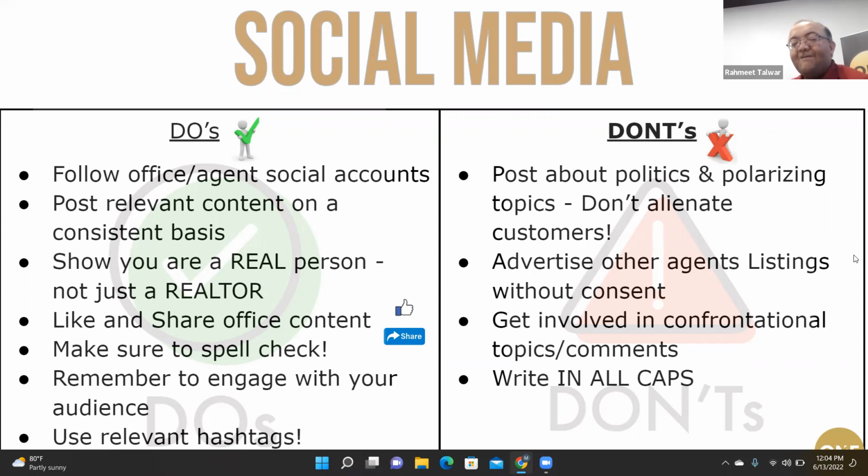And don't write in all caps, because you don't want to seem like you're yelling at people. I see this all the time on listings on the MLS. I don't know why people do it. It doesn't really come off as looking that good, so avoid that, please.